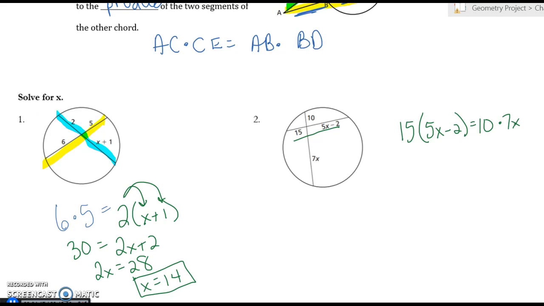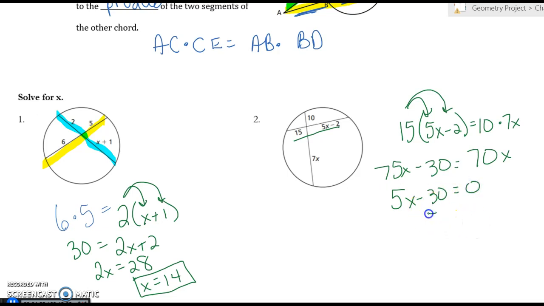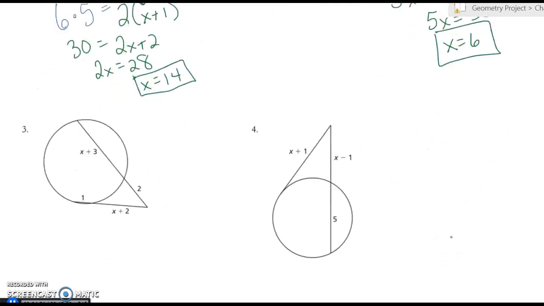Now the first thing I have to do is distribute that 15, and 15 times 5 is 75, so 75x, and then I'm going to distribute it to the 2, minus 30, is equal to 70x. I'm going to subtract the 70x, and I get 5x minus 30 is 0. I'm going to add 30 to both sides, so 5x is 30. I'm going to divide by 5 on both sides, and so x is 6.